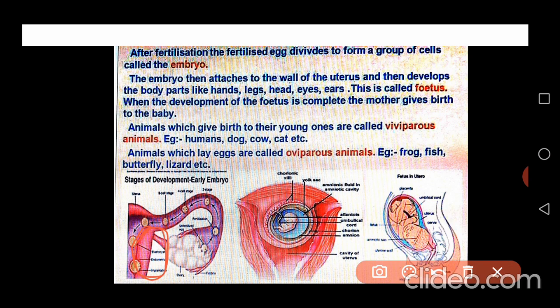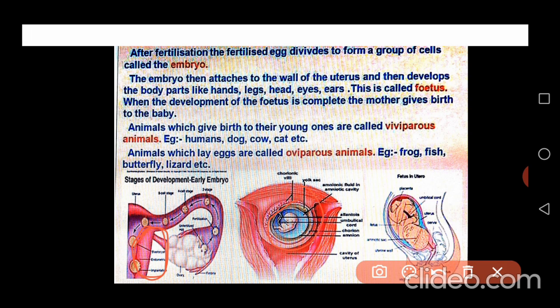The embryo then attaches to the wall of the uterus and develops body parts like hands, legs, head, eyes, ears, and other parts of the child. That is what we call a fetus. In the fetus, the hands, legs, body parts, head, eyes, ears and other parts develop. This fetus develops in the wall of the uterus of the female reproductive organ.